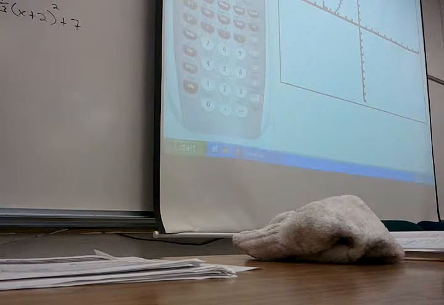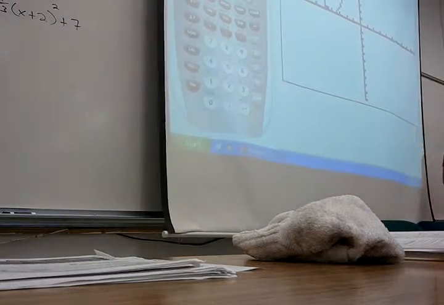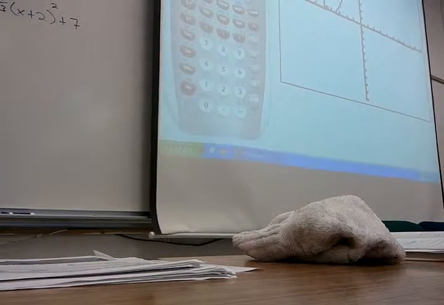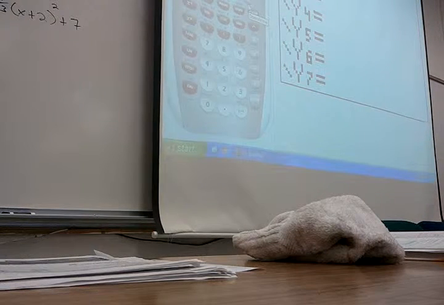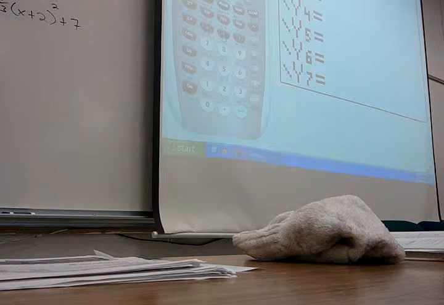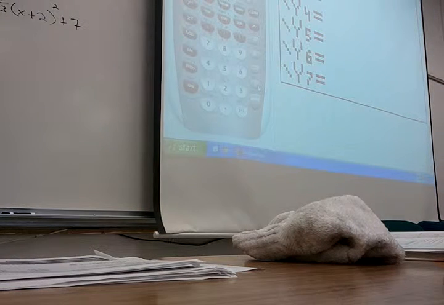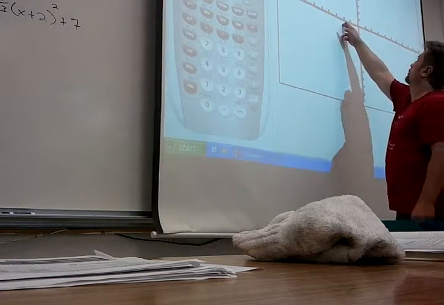So let's try it. Let's put that in the calculator. See what we've created. Our creation. Is it reading? I won't sing. You don't want me to. So 1 divided by 3, right? X, what do we say? Plus 2 squared plus 7. There it is, right? Where's the vertex? It's going to be at -2, 7.